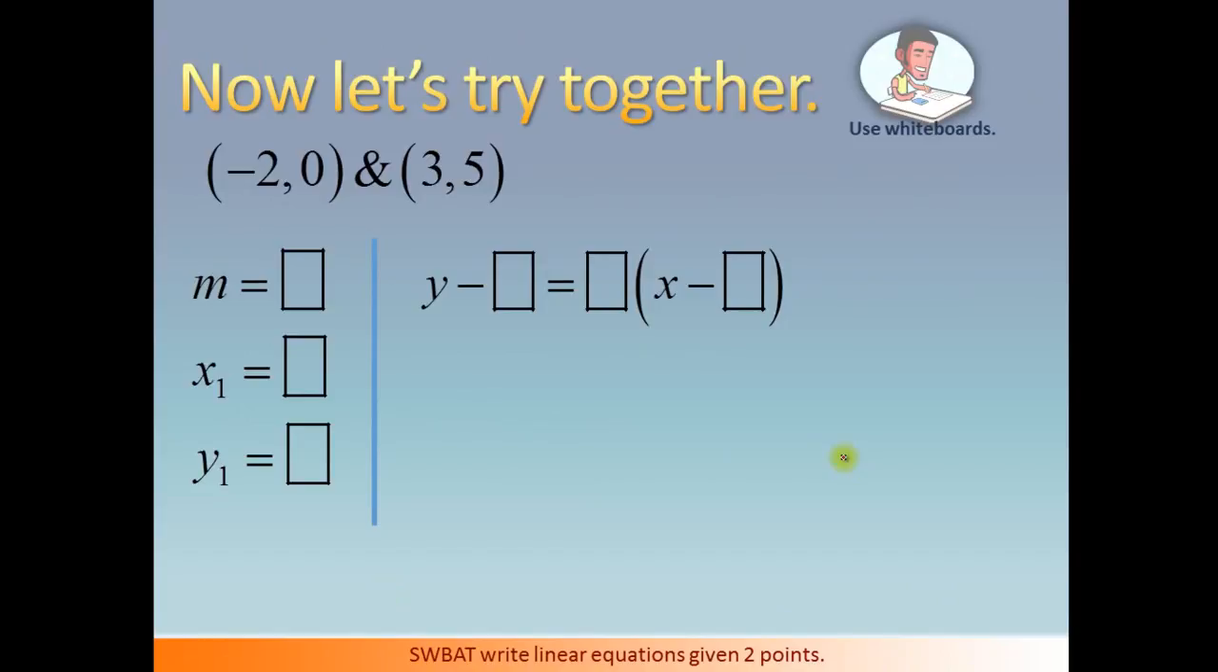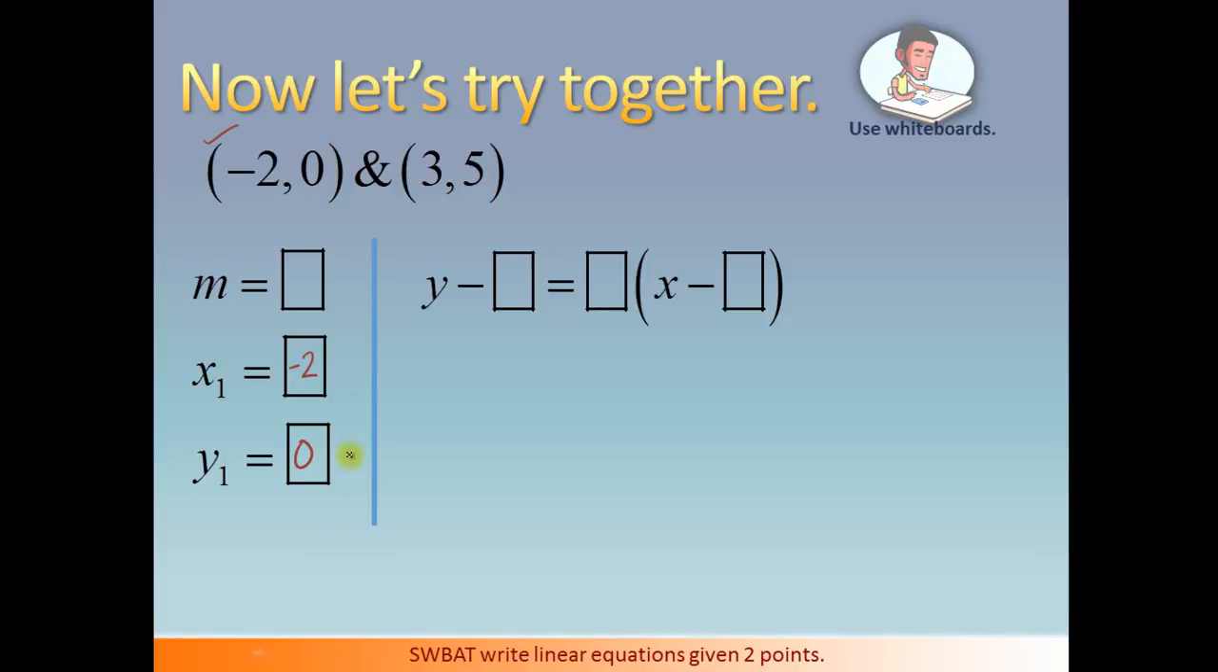Okay, so let's get started. We're given two ordered pairs, -2, 0 and 3, 5, and we're asked to write a linear equation in slope-intercept form. We're going to start with point-slope form, but before we even start, we need some information. We need the slope, and we need to choose one of these two ordered pairs as our x1 and y1. Let's go ahead and choose this one. So x1 is -2, y1 is 0. That's going to make our calculations easier.